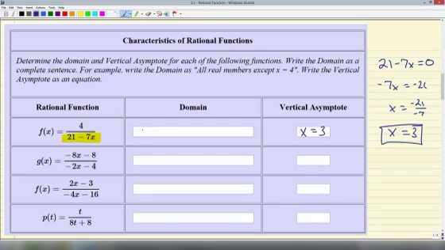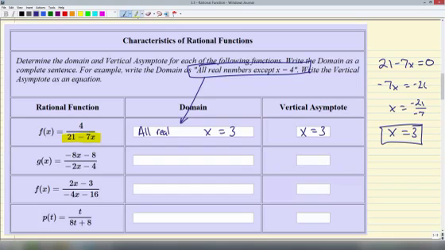The domain is going to be all real numbers. I guess we have to write this out. Write a sentence, huh? If I could just copy and paste, right? So when you do this, just copy and paste that sentence right here and change x equals 4 to x equals 3 in our case. And that's the location of the vertical asymptote.